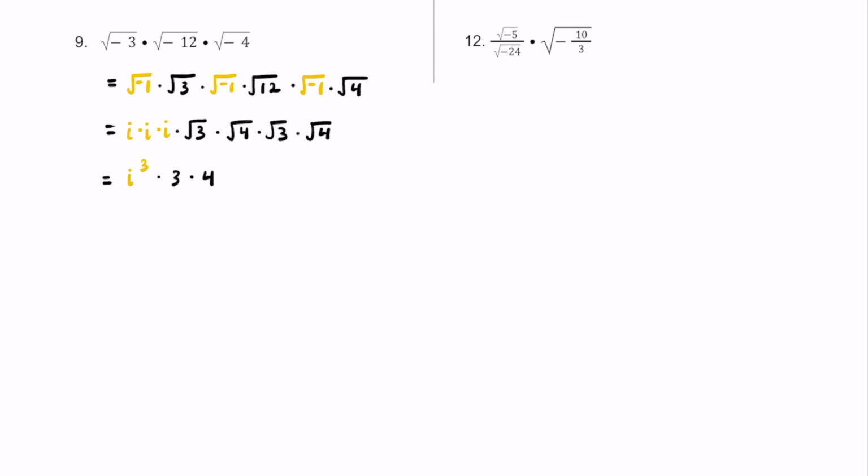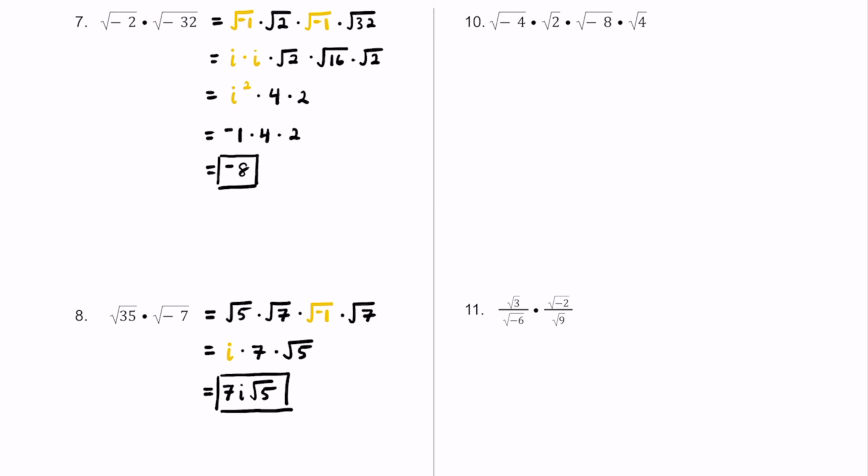Now it's really helpful to know your first few powers of i, but i to the third power is equal to negative i. So let's go ahead and write that as negative i multiplied by whatever 3 times 4 is, and that's going to be 12, right? So rearranging this bit, we will have negative 12i as our final expression.